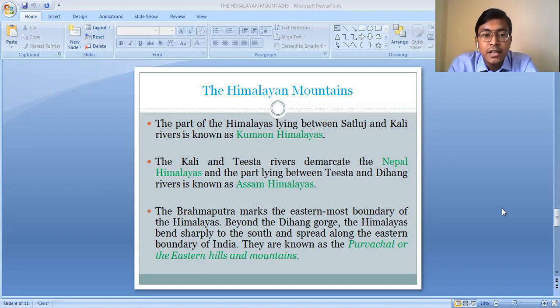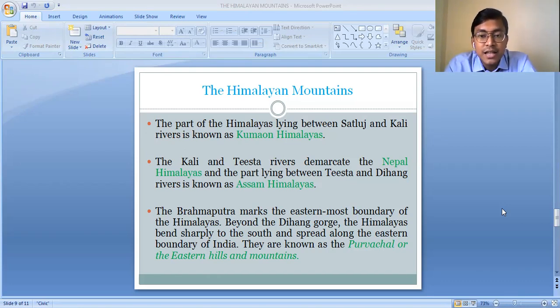In between the Kali River and the Tista River, the Kali River flows through Nepal and the Tista River flows through Sikkim and West Bengal. So this part of the Himalayas between the Kali River in Nepal and the Tista River in Sikkim and West Bengal is known as the Nepal Himalaya. That means the state of Sikkim and the Darjeeling Himalayan region are a part of this Nepal Himalaya.